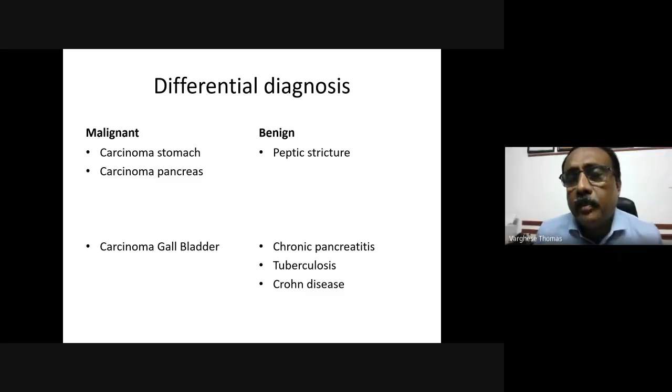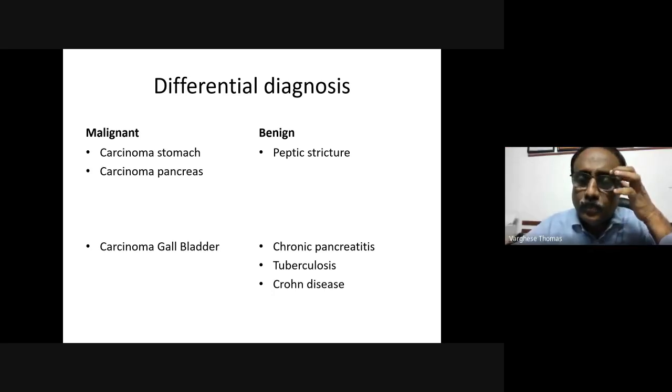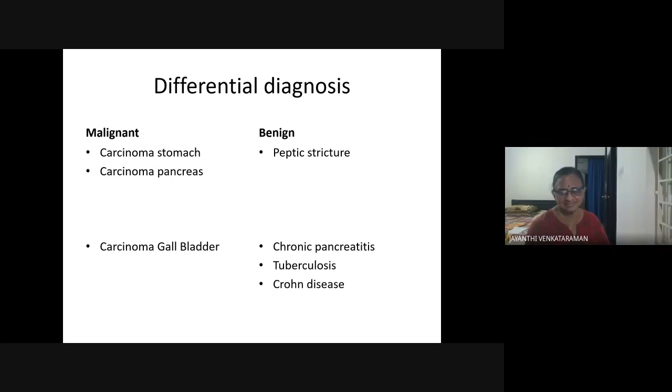Which part of the stomach has the highest predilection for a benign gastric ulcer? Lesser curvature, near the incisura. Is there any particular reason for that? He got the clue from you.